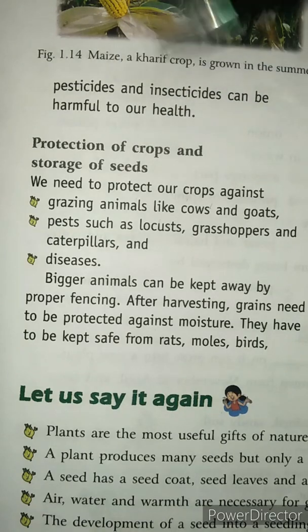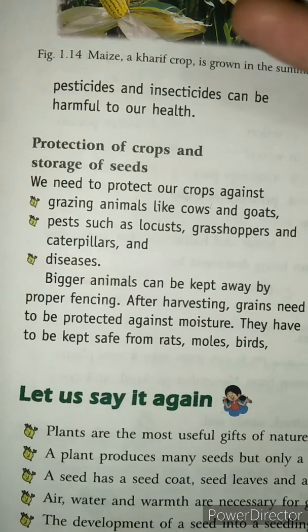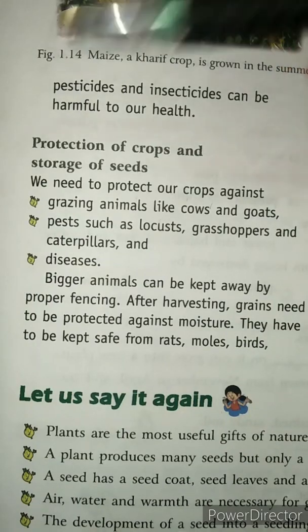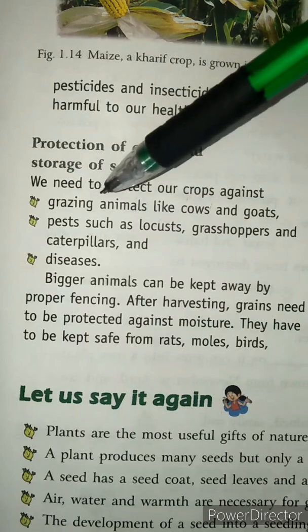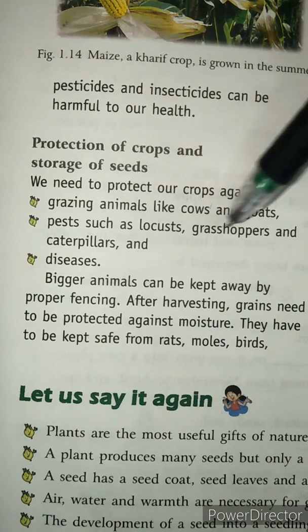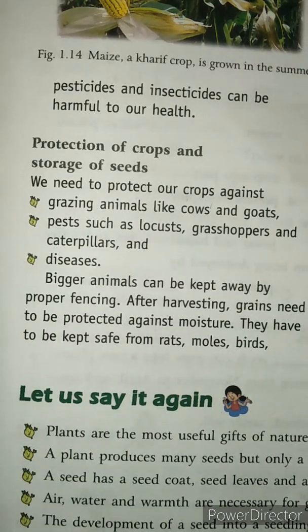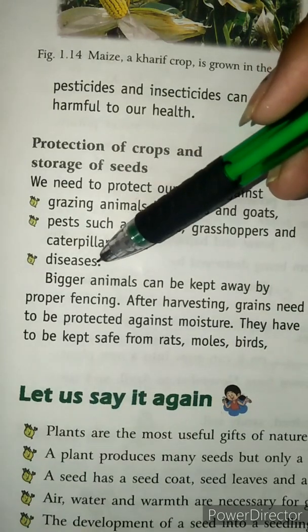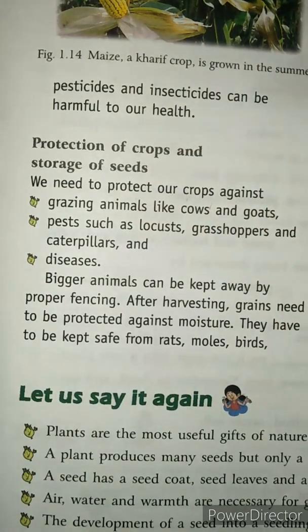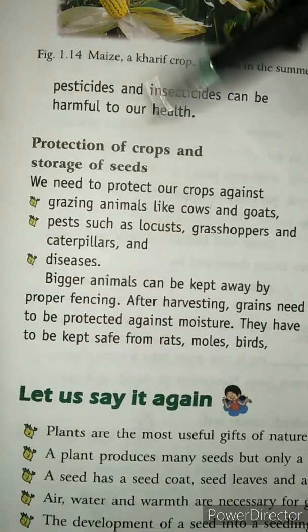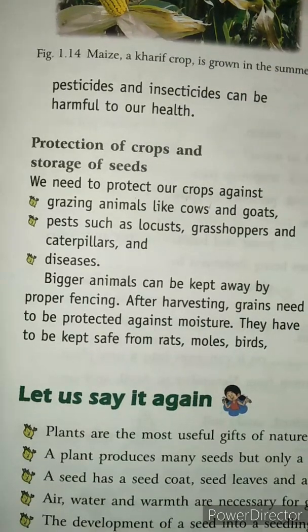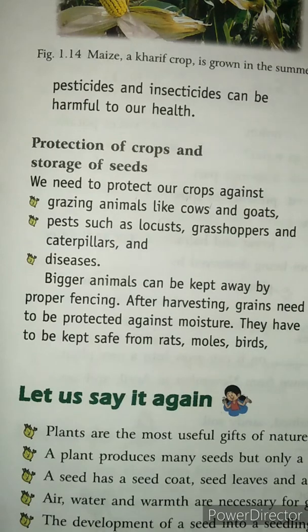So students, first of all, we need to protect our crops from grazing animals that graze on the plants, like cows and goats, right? And pests such as locusts, grasshoppers and caterpillars should not reach your crops because they eat them up. We also have some diseases, so your crops should be disease free. So students, this is all about the first chapter. In the next video we will come with our next chapter, so till then you need to practice all these things.